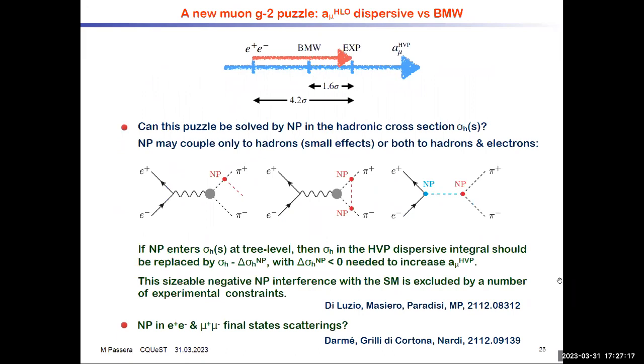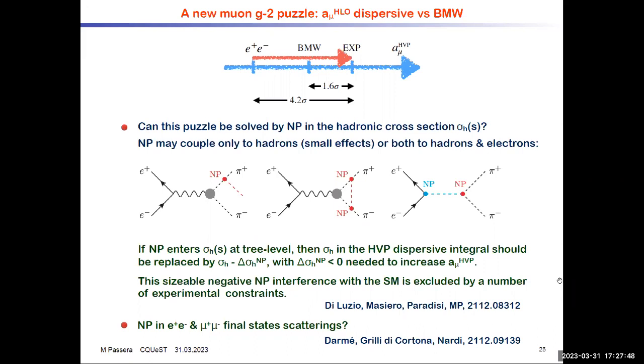I'm running late, so let me say one word here. A year ago we thought, could it be that this puzzle, and which one is it? Because there are many puzzles now. The puzzle between lattice, BMW, and the e+e- dispersive result: could it be fixed by new physics? Could it be that you have some new physics that enters in the measurement of the hadronic cross-section at low energy, such that you could explain this discrepancy?